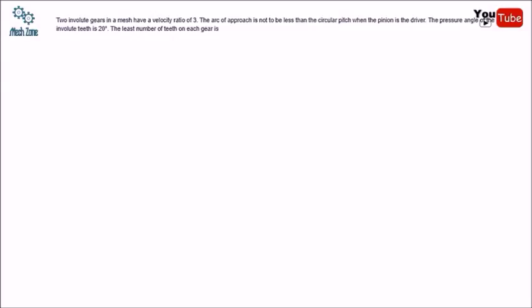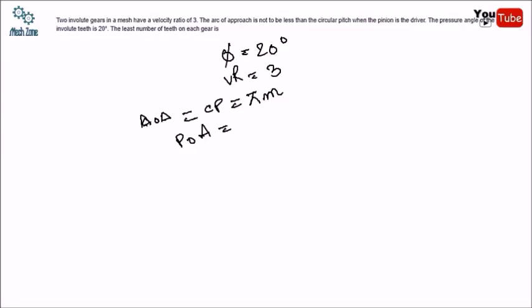In order to find the least number of teeth, we will first write down the data given: phi is 20 degrees, and the velocity ratio is 3. Now the arc of approach is equal to the circular pitch, which is pi into m, and the path of approach would be pi m cos 20 degrees. So this is coming out to be 2.952. Now the minimum length of the path of approach is small r sine phi, and the minimum length of the path of recess would be capital R sine phi.